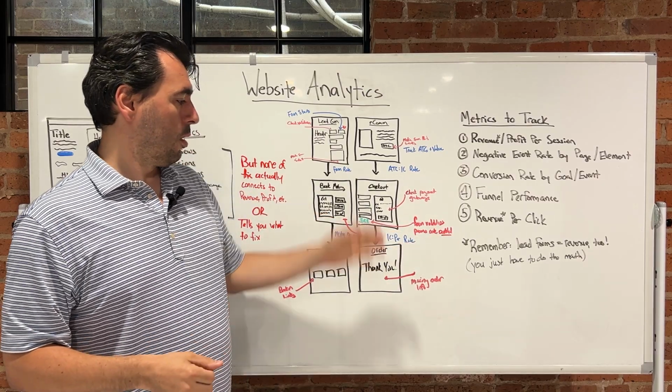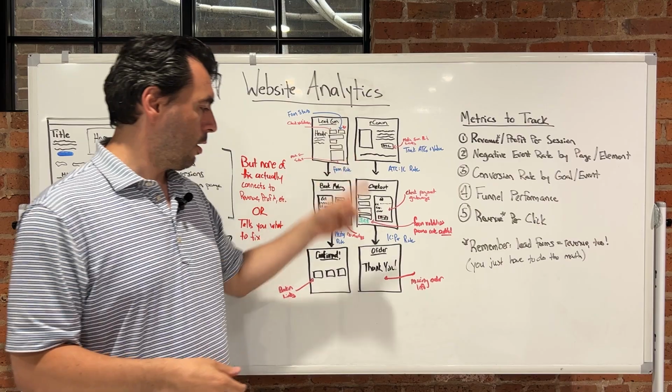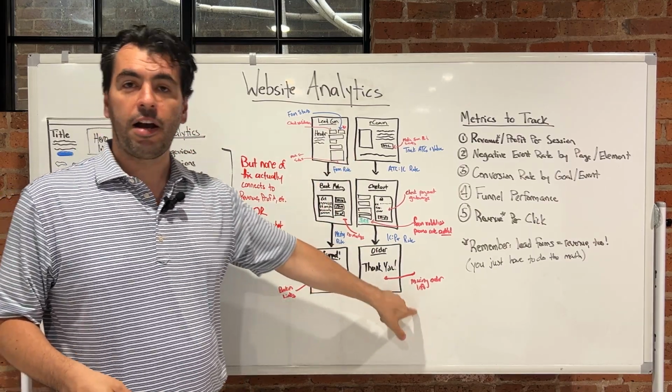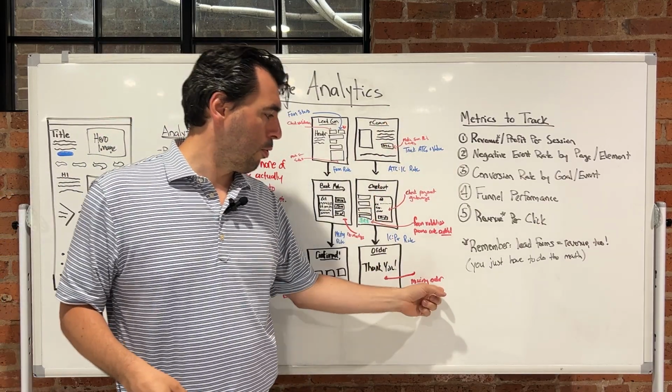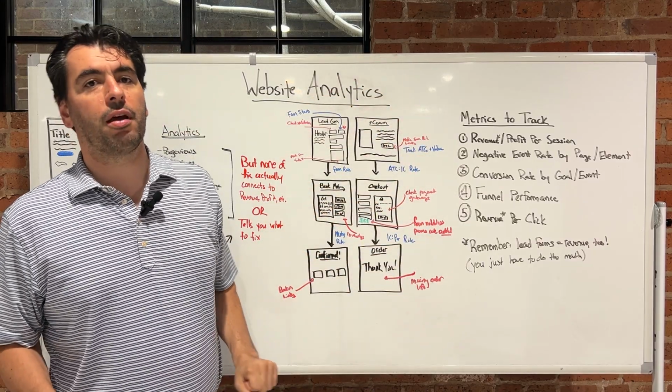Make sure that's done. And then when you get to the thank you page, you should have order info. But if it's missing, right, or the order info is not correct, fire another negative event there. Hey, it's not pulling through. Order info is missing, right? Just a sampling of negative events.